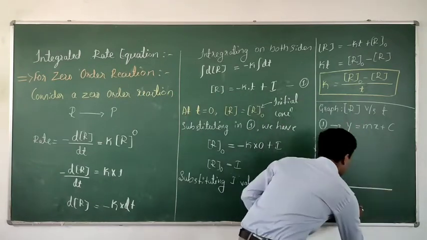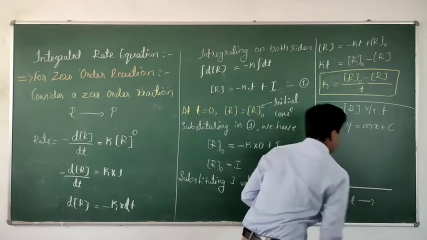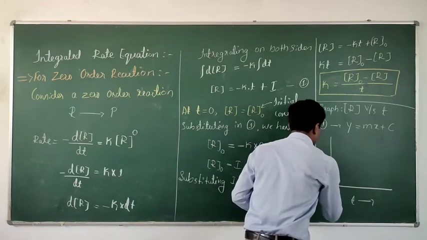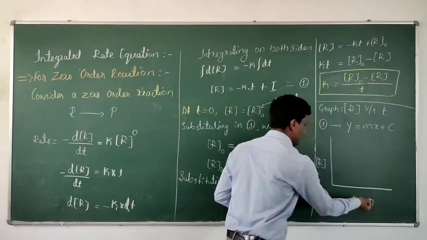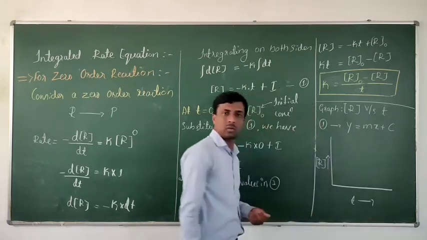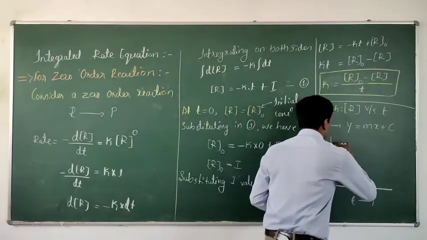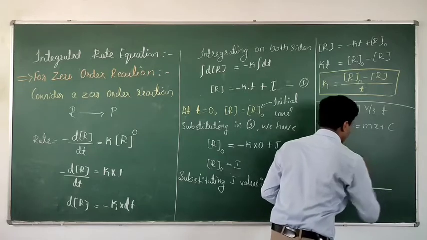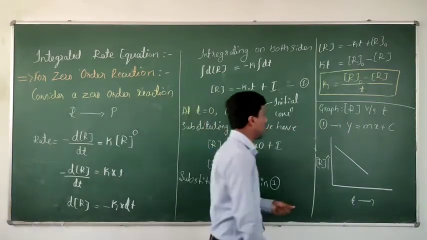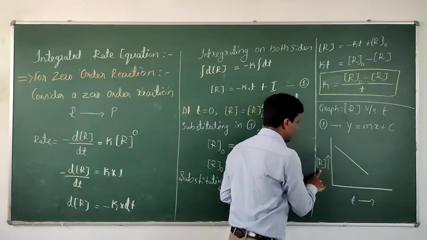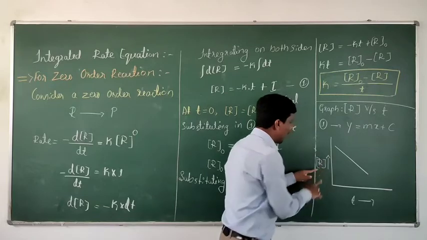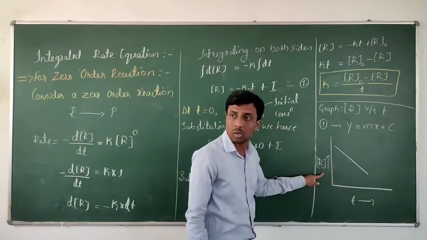This is the graph. In the x-axis take the time, and in the y-axis take the r. You will have a graph like this. Here in the y-axis we have taken the r.